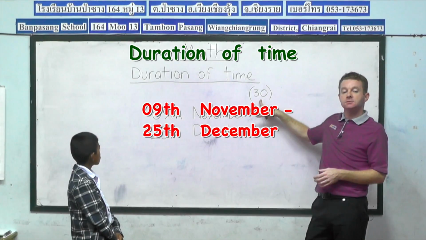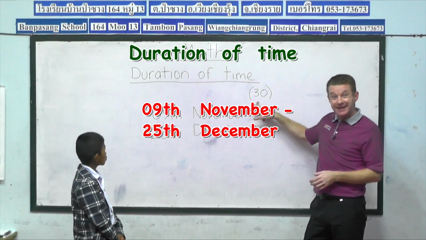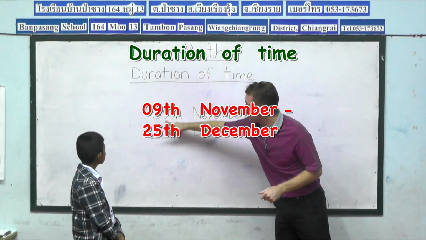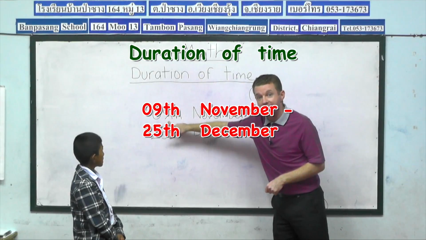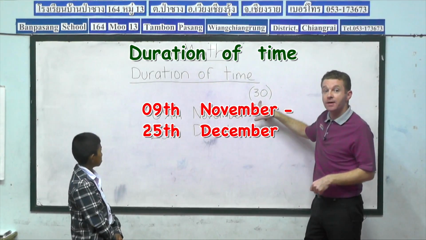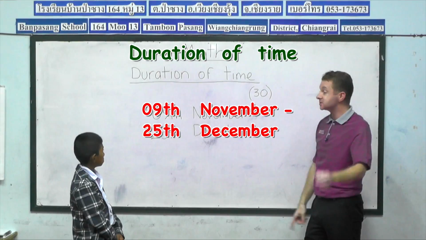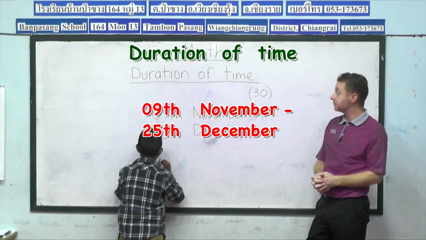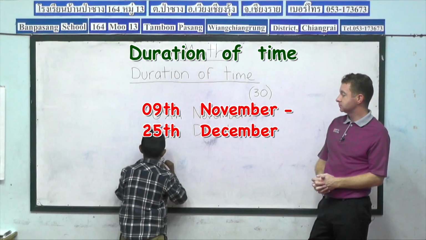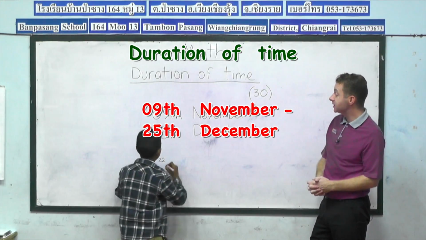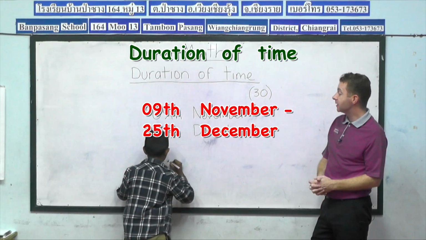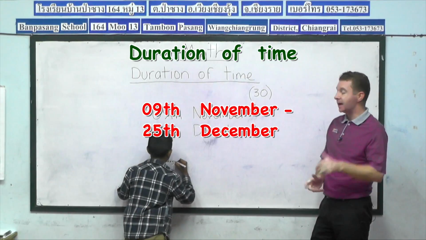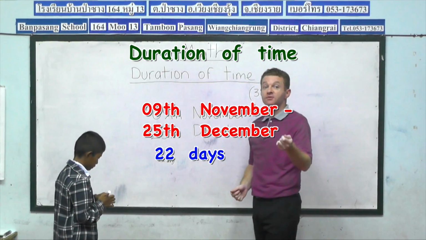How many days? 22. 22 days. Excellent. You see, not 21, because we need to count the first day. So 9th to 30th of November is 22 days. So Pat, the first thing you can do is write 22 days for November. And then days is D, A, Y, S. Excellent. So we know the amount of days for November.